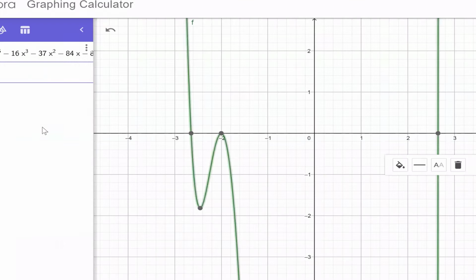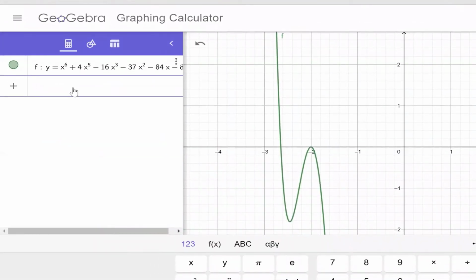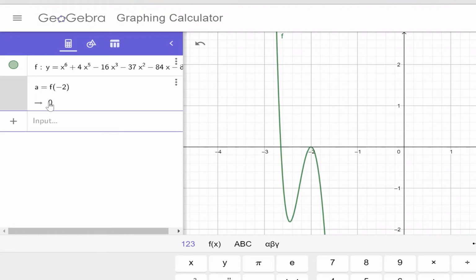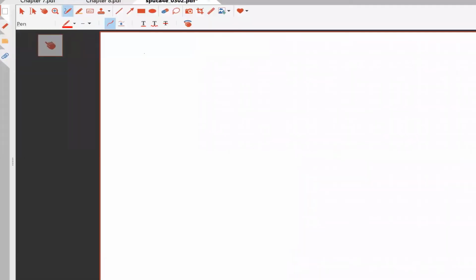So here I'm going to cheat a little and ask GeoGebra what f of -2 is. And you see how it says 0? And so because f of -2 is 0, I know x + 2 is a factor. Okay, so we'll just say because f of -2 equals 0, x + 2 is a factor. And now we're going to go down the synthetic division route.